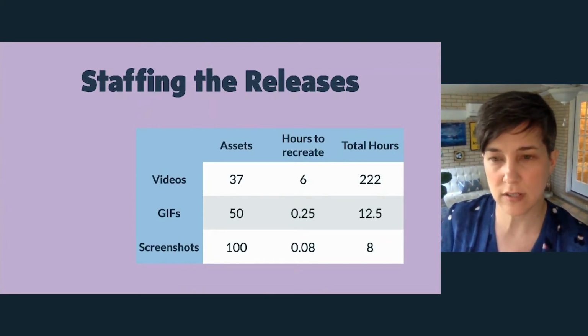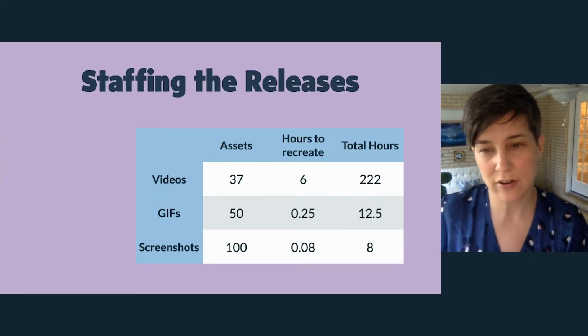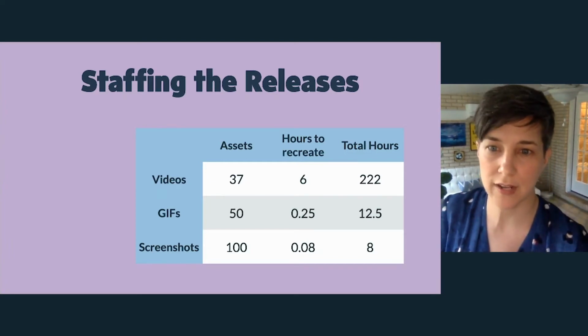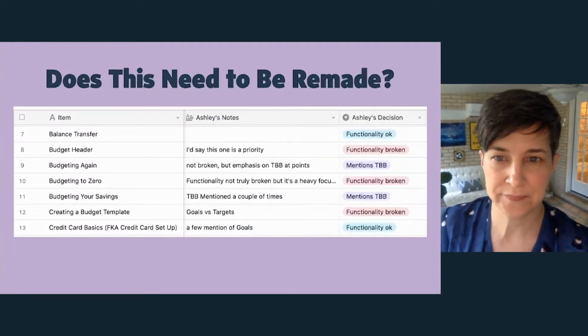Here, I converted the numbers from the GIFs can be made at a rate of 4 per hour to 0.25 hours per GIF, for example. Just helps me with the math.